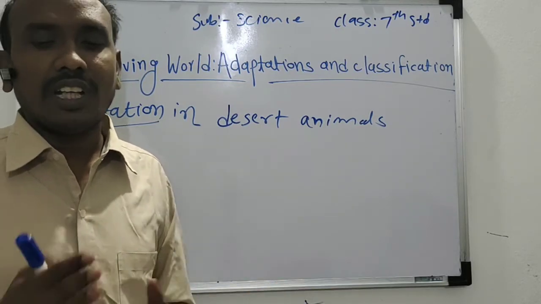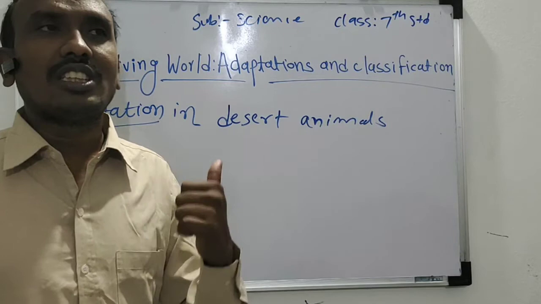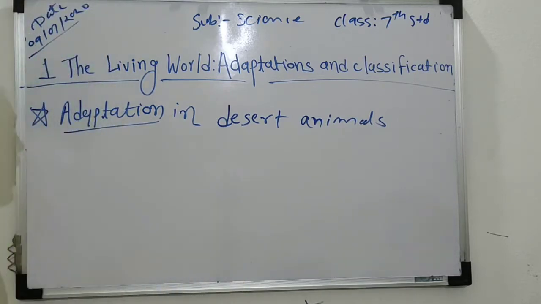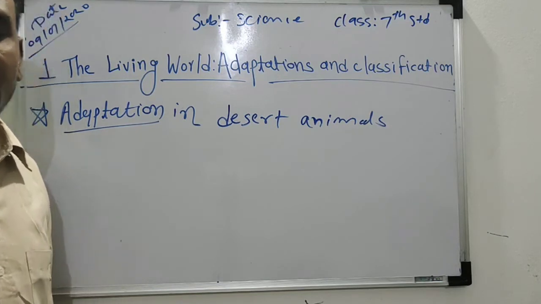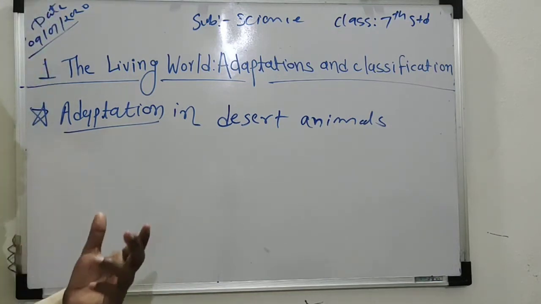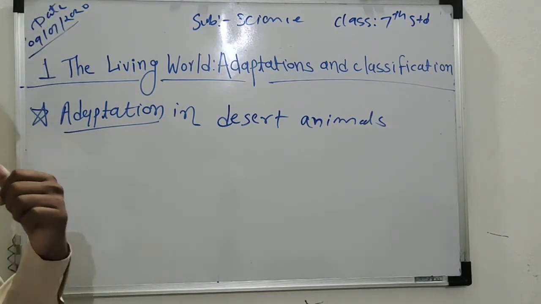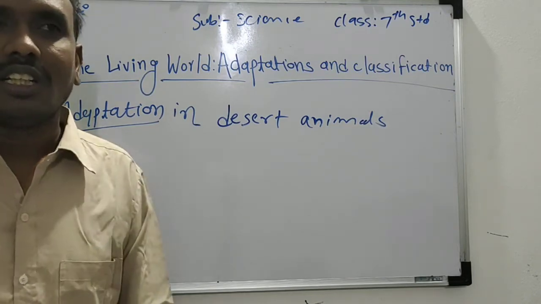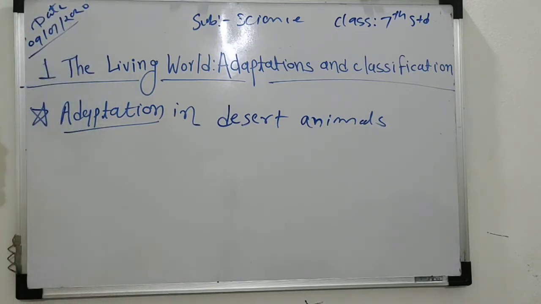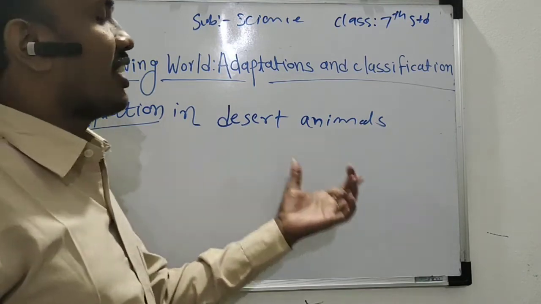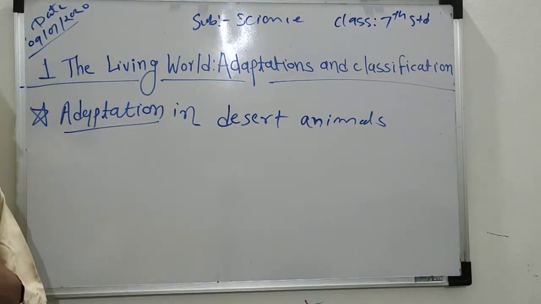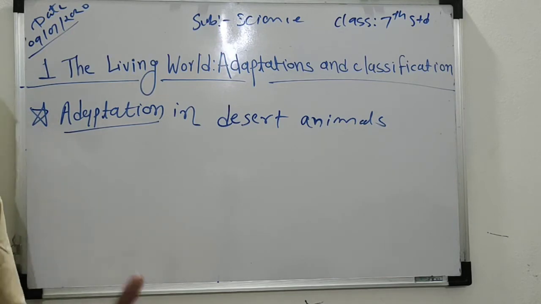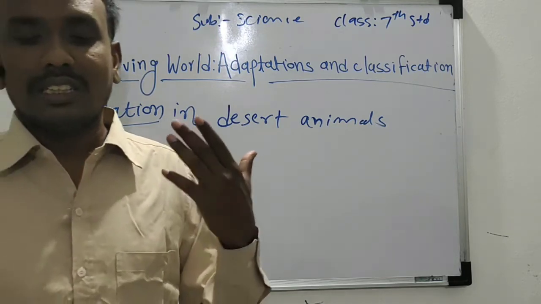In the same way, here we study adaptation in desert animals. What is an example of a desert animal? Which desert animal is most common? It's called the ship of the desert. Can you name it? Camel. The camel is the ship of the desert. Why? Because it has very special characteristics, a very special adaptation to the desert.